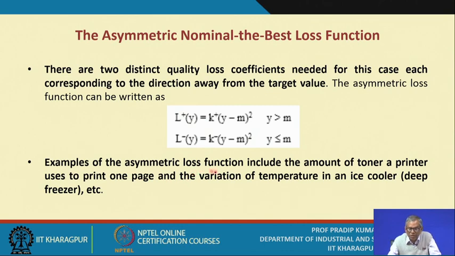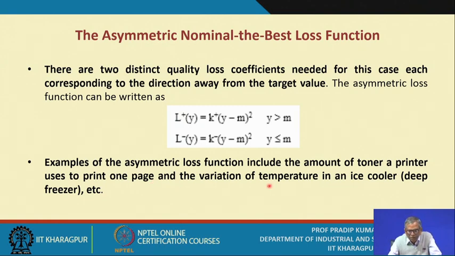So what are the examples of the asymmetric loss function? Like the amount of toner a printer uses to print one page. Is it okay? So if the amount of toner is more than what is required or the target one, obviously you will find that the quality of the print will be very high, and if the quality of the print is better, obviously the loss will be less, right? Whereas on the other side, if the amount of toner is less, you will find definitely quality is affected and the loss will be very high.